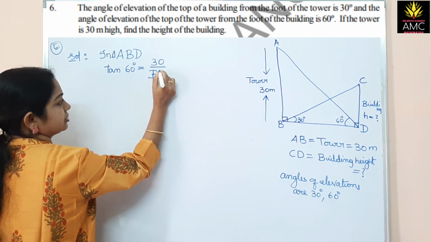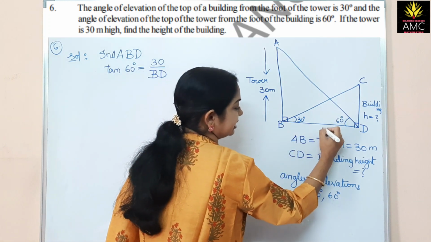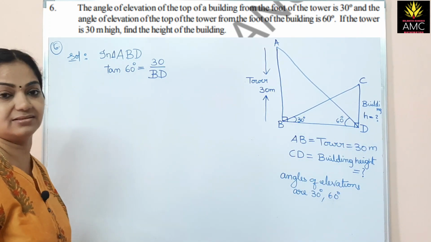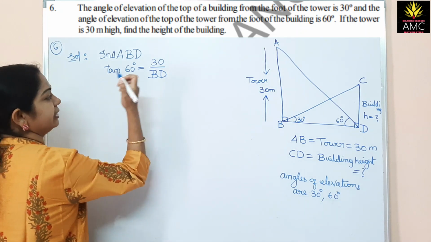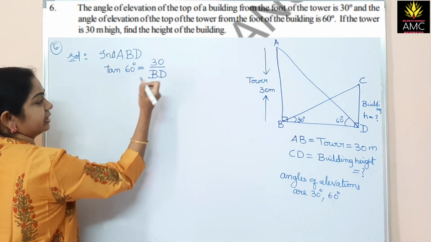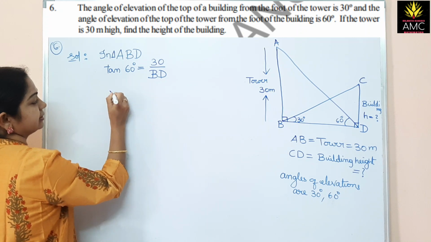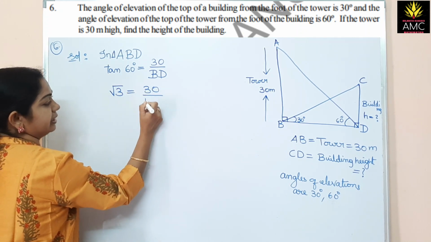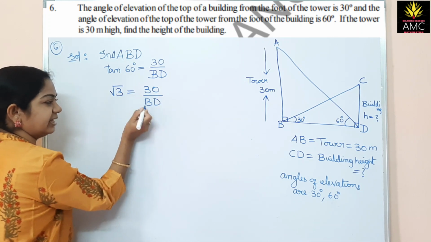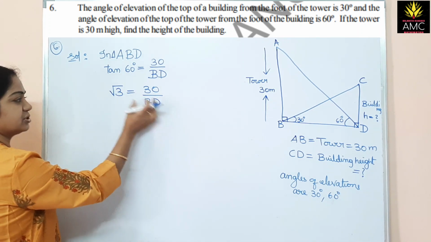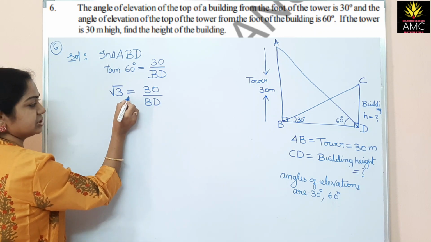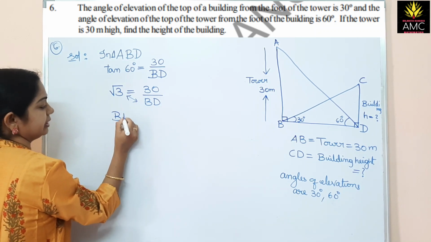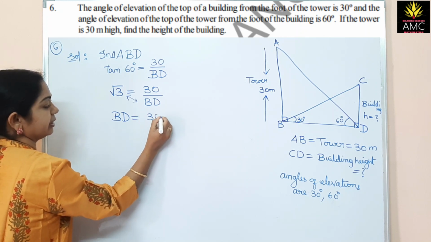You can also mention it as D or some X, the distance, because we are finding heights and distances. So let it be BD or else you can keep some X or D. Now tan 60 degrees is root 3. So that is 30 by BD, just cross multiply or interchange. If you interchange, what do we get? BD is equal to 30 by root 3.